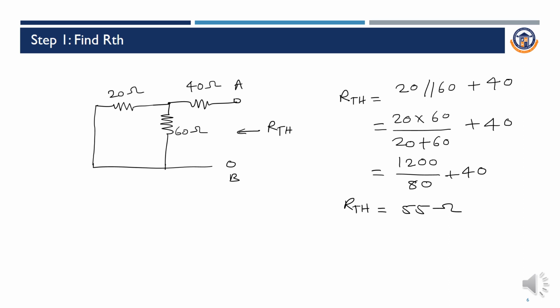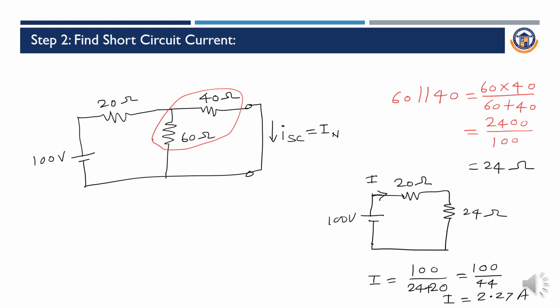The first step is completed. That is, we have to find the RTH. We have found the RTH as 55 ohm. Here, 40 ohm and 60 ohm resistors are in parallel. We will make it a single resistance with the same calculation. That is, 60 into 40 divided by 60 plus 40. The resultant value will be 24 ohm. This 24 ohm resistor is in series with the 20 ohm resistor, so that will be added. So 24 plus 20 is equal to 44 ohm. So we get the single resistance value, that is R equivalent is equal to 44 ohm.